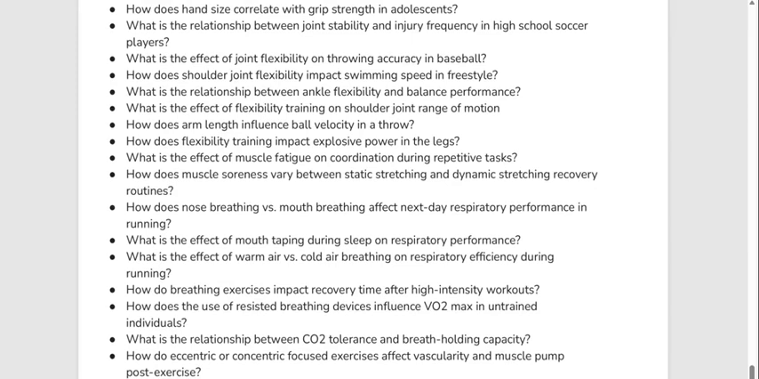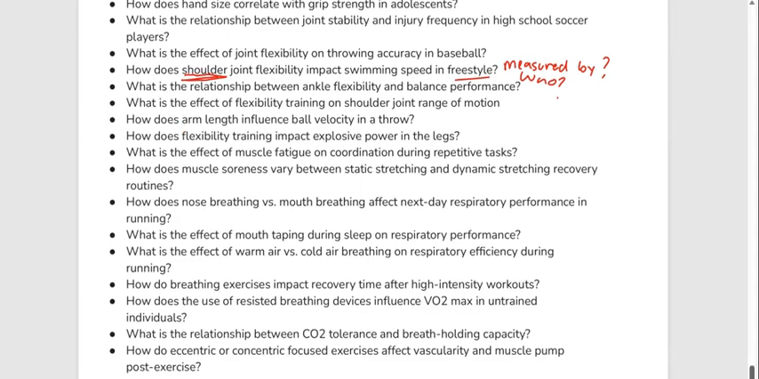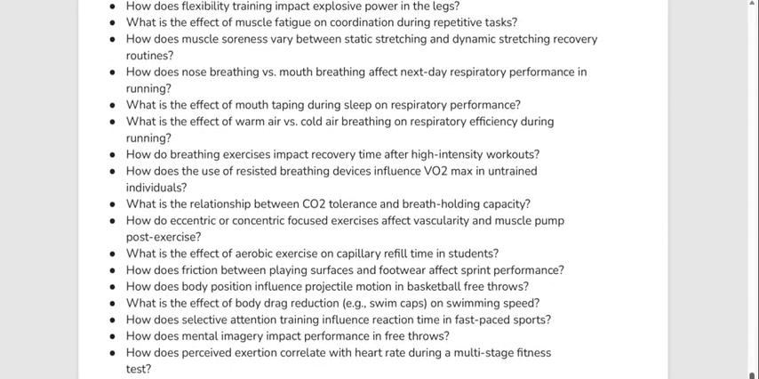Instead of just saying, I don't like this one, joint flexibility on throwing accuracy, this is much better: How does shoulder joint flexibility impact swimming speed in the freestyle? And I would even say, measured by what? So how are they measuring shoulder joint flexibility? That should be included in their research question. And then we need the who are they testing? So when I say these are outlines, I mean it. These are not as specific as I want y'all to get.